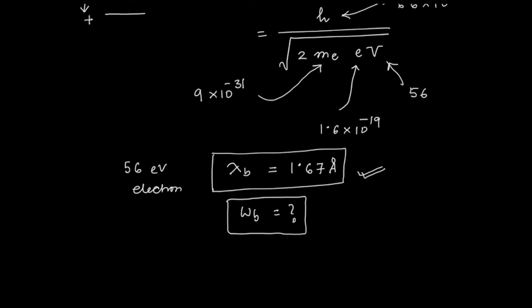So I'll stop here. In the next lecture, we'll start from here and see how Davisson and Germer, and also mention how G.P. Thomson proved that electrons have wave-like properties.